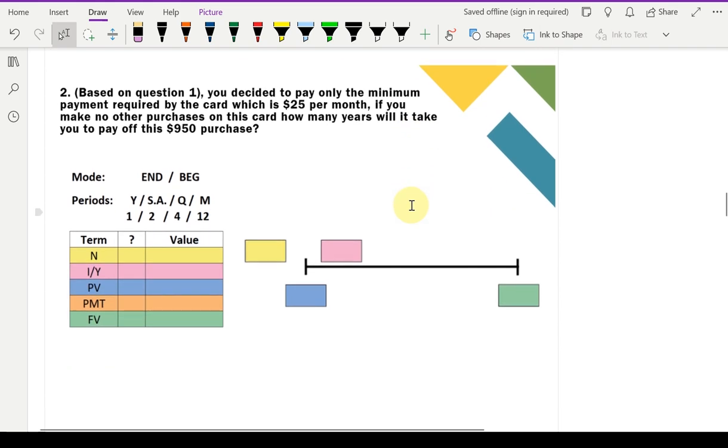Now, this question is based on the previous question, right? You decide you want to pay only the minimum payment required by the card, which is $25 per month. If you make no other purchases on this card, look, here comes the question. How many years will it take you to pay off this $950 purchase?